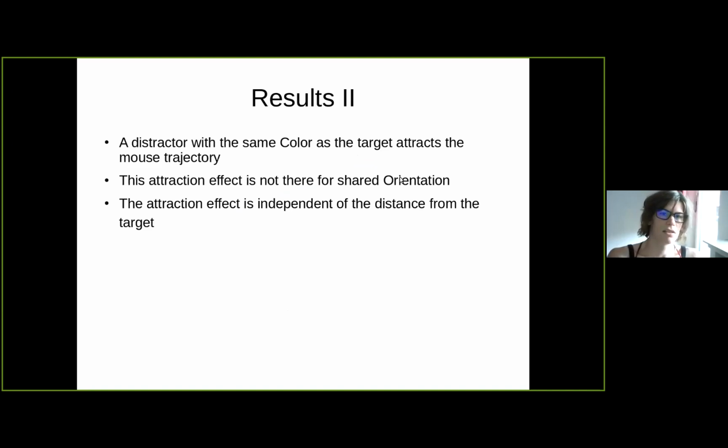But first, let me summarize the results of our experiment. So we saw that a distractor with the same color as the target attracts the mouse trajectory, but the same is not the case if the distractor has the same orientation. And we also know that our trajectory population is not bimodal, so our effect is real for our trajectories. And the effect is also independent of the distance from distractor to target, which is a good thing.